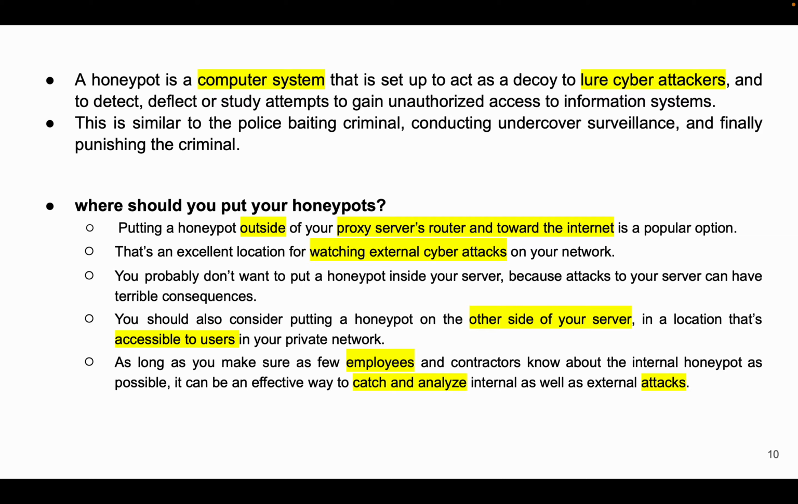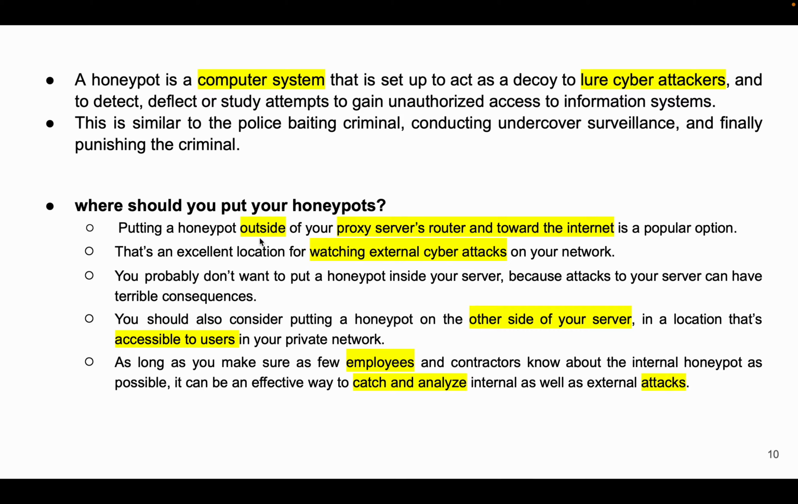So it is very simple: a honeypot is a security method which is used to lure cyber attackers, and through that we can detect them or deflect them. We can put the honeypot on both sides. We can put the honeypot in two positions: outside the proxy server's router toward the internet, and the second position is the other side of the server, meaning the company system, before the firewall. In these two positions we can put the honeypot.